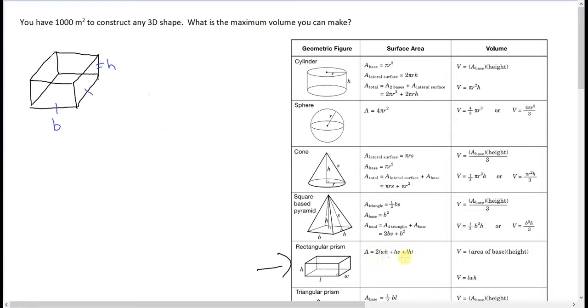So we could use the formula we have here, 2 times width times height plus length times width plus length times height. But in this case we have a lot of repeated values, so let's just make up our own formula. So we have 1,000 equals, okay, so we have the base, this square here, and the bottom is like that, and the top. So we have 2b squared. The area would be b times b. There's 2 of them. 2 times b squared.